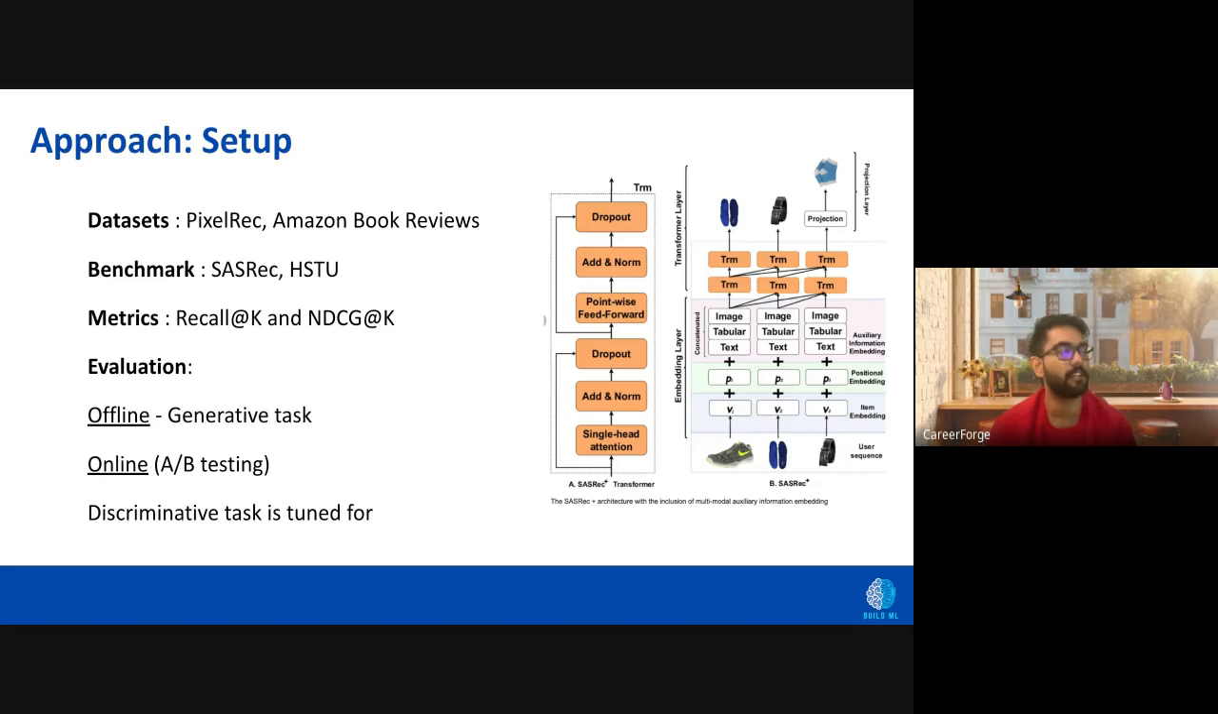Coming to the metrics, they are using Recall@K and NDCG@K. These are standard metrics in recommendation systems.